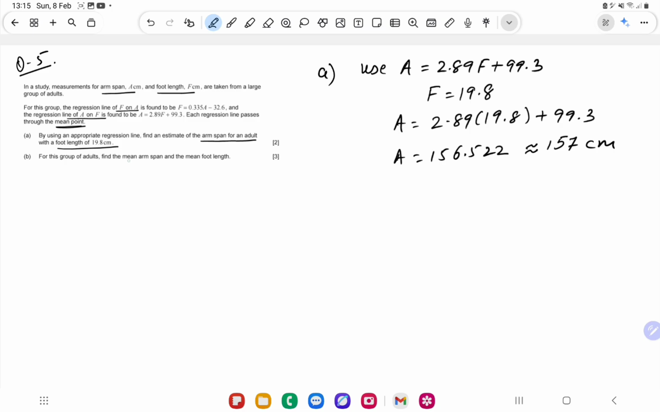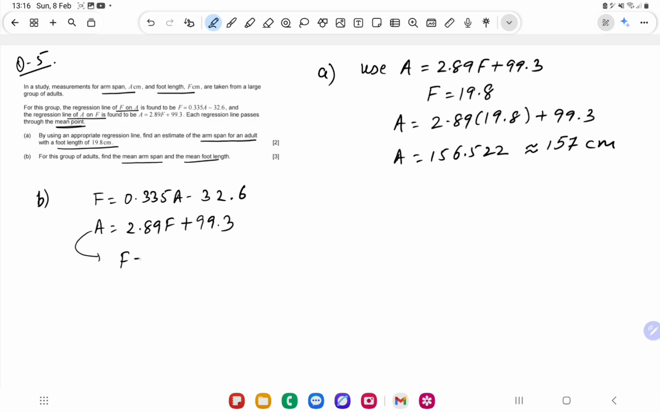Now for the B part, they are telling us to find the mean, and to find this, first we have to find the mean point. Mean point is the point of intersection. So we can equate f or a for both. So I can write my f is given to me as 335a minus 32.6, and from this a, which is given to me as 2.89f plus 99.3, from this I can make f the subject, so I will get f equals a minus 99.3 upon 2.89 as my function. Now this is my first equation, this is my second equation.